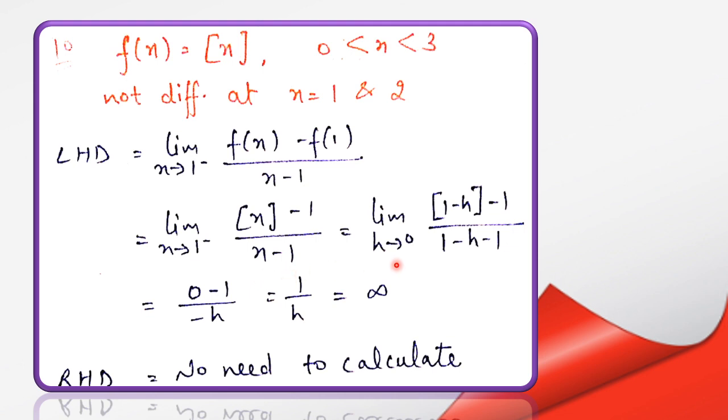Now let's change the limit to h tends to 0. x is 1 minus h, minus 1 upon 1 minus h minus 1. So if we subtract any small thing from 1, what will be the value of this greatest integer? It will be 0. Minus 1 upon minus h. 1 upon h is equal to infinity, right? Because h is tending to 0. So it is infinity, it is not defined. So here we don't have to calculate right hand derivative.